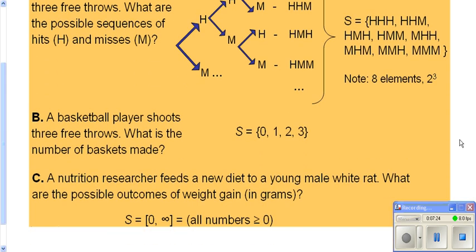Now, if you phrase the question a little bit differently, still shooting 3 free throws, what's the number of baskets they could make? Well, it's possible they could make none of them. It's possible they could make 1 basket, or 2 baskets, or it's possible they could make all the baskets. So in this situation, the way the question is phrased, our sample space would be 0, 1, 2, and 3.